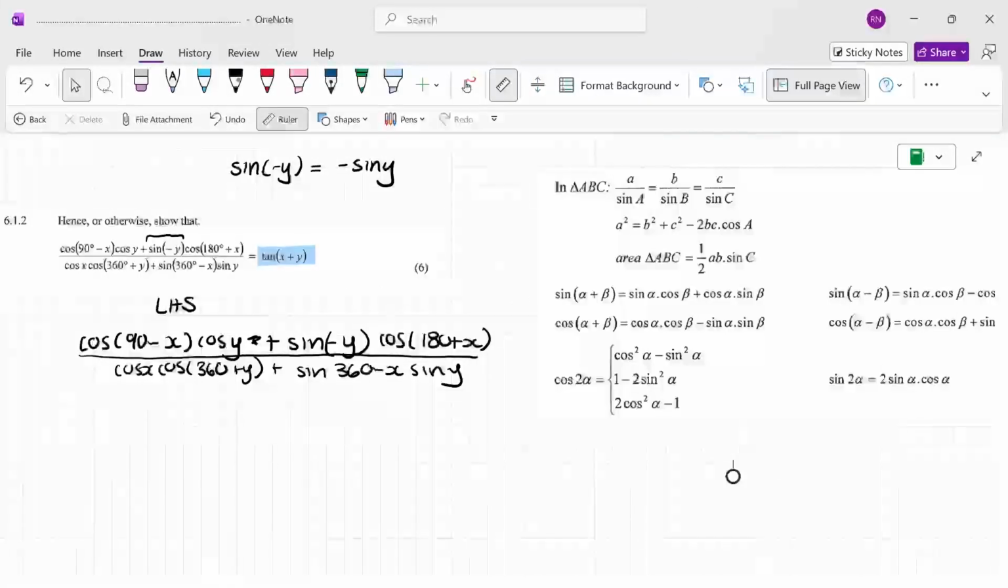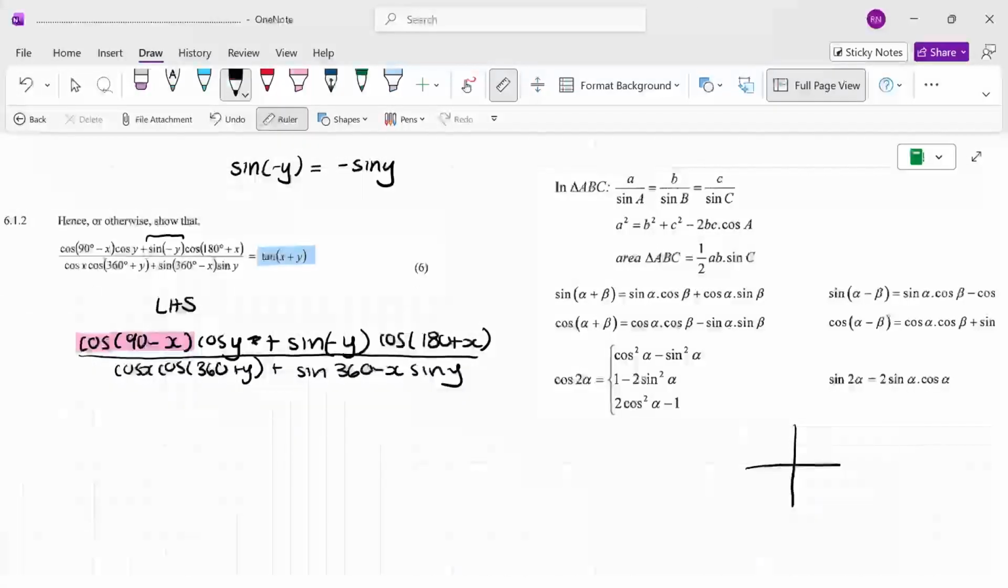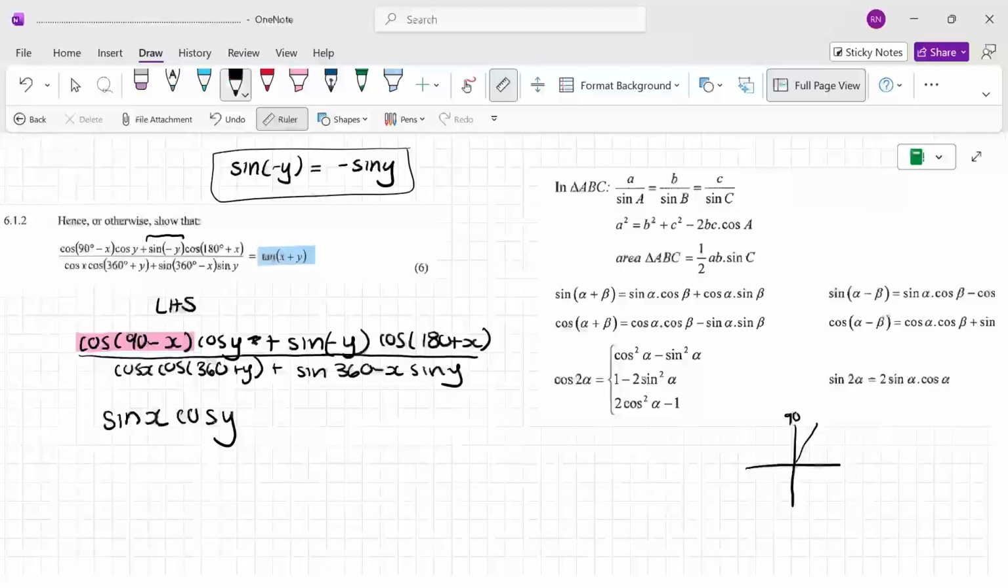So first one, I see it as a reduction. It's going to be one of those reduction angles. And to tell whether it's going to be a weird one or normal, you can draw your Cartesian plane, and you're going to look at this is 90. 90 minus x lands here, and that's positive for both cos and sine. So this is going to be positive sine of x, because that's a cofunction, and then cos of y. And then we said sine of a negative angle is equal to negative sine of that angle. So it's going to end up being minus sine of y.